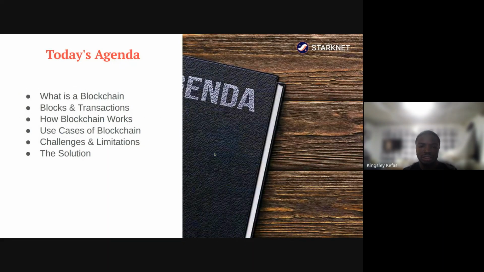Right, so today's agenda, basically what we'll be doing today is talking about what blockchain is, the little components of blockchain, life cycle of transactions, talk about blocks and transactions. We'll see how blockchain works. We'll see the use cases of blockchain, basically the applications you can build on blockchain. And also the challenges and limitations of blockchains with the solution we currently have, right?